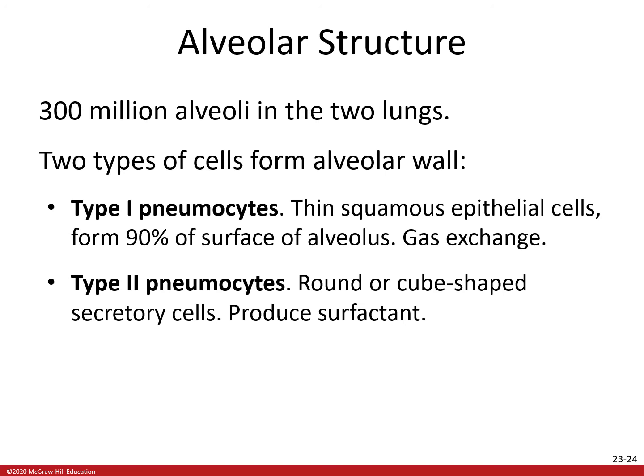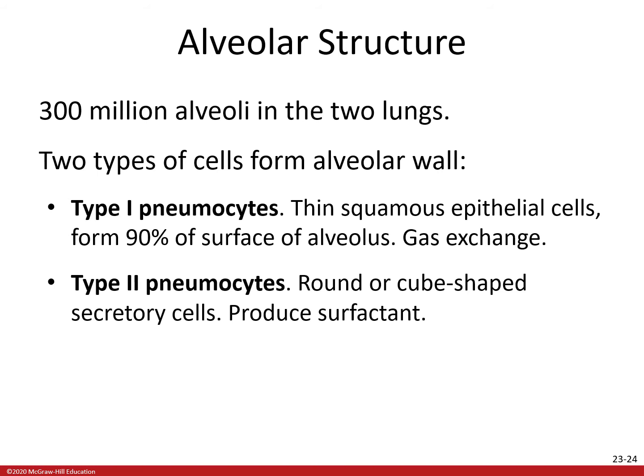So type 1 pneumocytes. Remember, I'm human and I always mess up words. So type 1 pneumocytes, these are going to be thin squamous epithelial cells that form 90% of the surface of the alveolus. And do underline this. This is where we're going to have gas exchange happening. So specifically gas exchange is our function here.